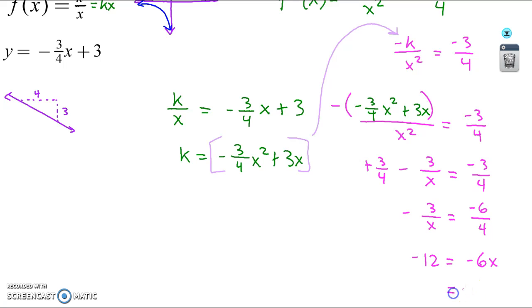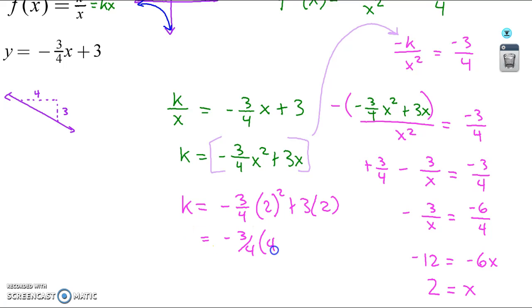You'll find that the x value where this is true, where they have the same slope, is x equals 2. And they'll also have the same y value at x equals 2. Now that I know what x is, I can plug it in and solve for what k actually is. k is equal to negative 3/4, and of course we plug in 2 for x, plus 3 times 2, and then I'll square that. I'll get negative 3/4 times 4 plus 6. I get negative 3 plus 6. You'll find out, as the book says, k equals 3.